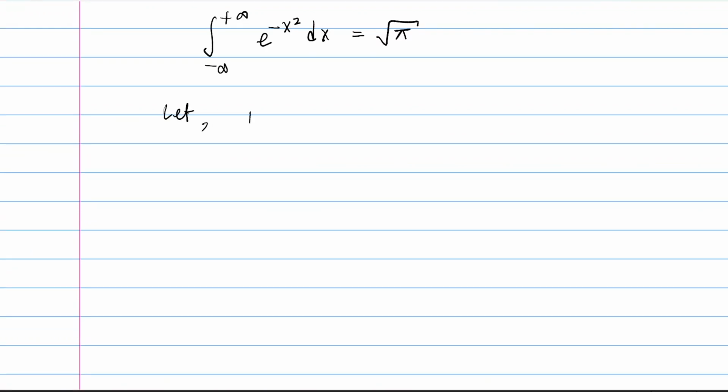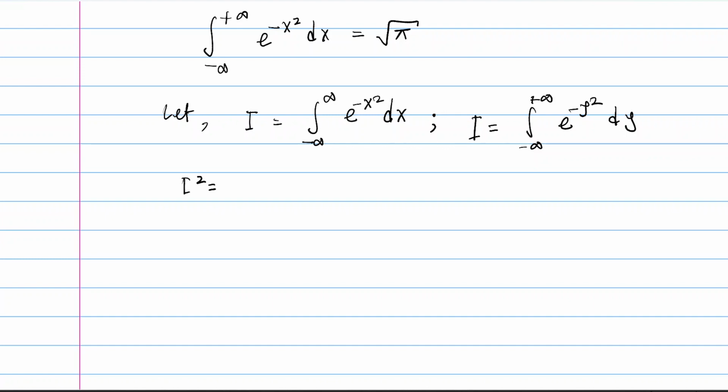Let I be equal to the integral from minus infinity to plus infinity of e to the power negative x squared dx. If we change the variable, this should also give us the same result I, the integral from minus infinity to plus infinity of e to the power negative y squared dy.